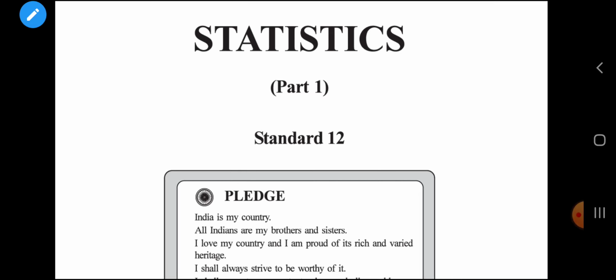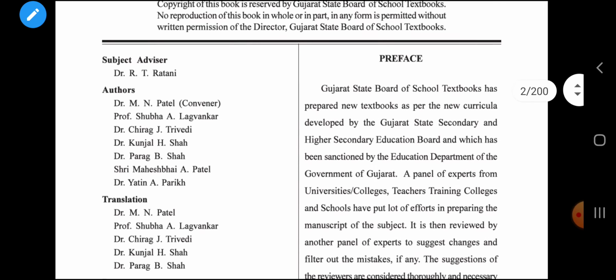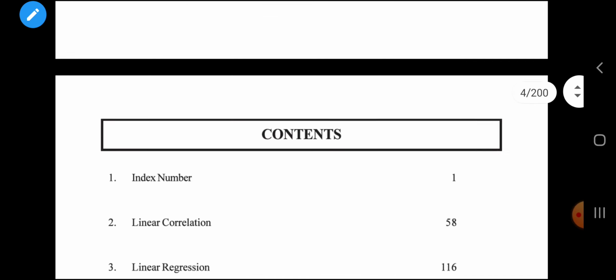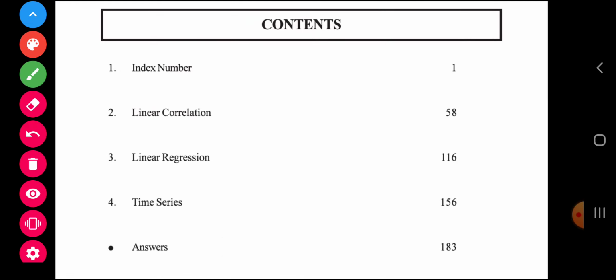Okay, so once again we are starting with Statistics of 12th standard part 1. See friends, so far through YouTube video lectures we have completed 2 lessons out of 4 lessons in the first part. From these 4 lessons we have completed linear regression and time series. Now from this lecture we are going to start with the first chapter, and that is index number. So index number and then linear correlation, likewise we will go.